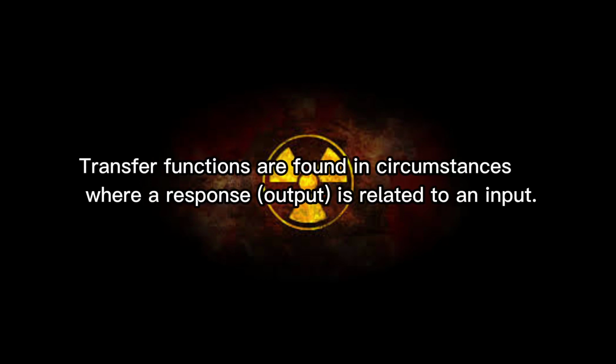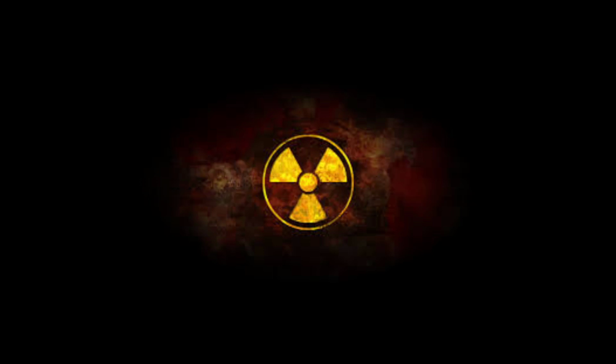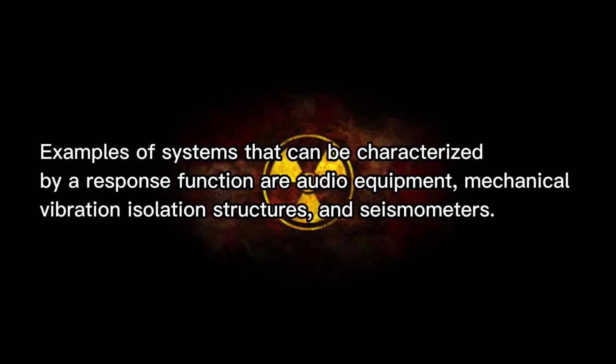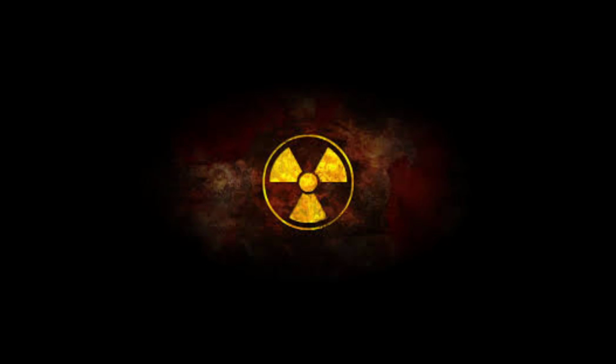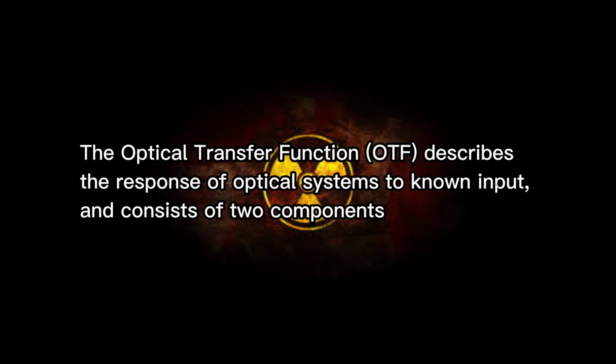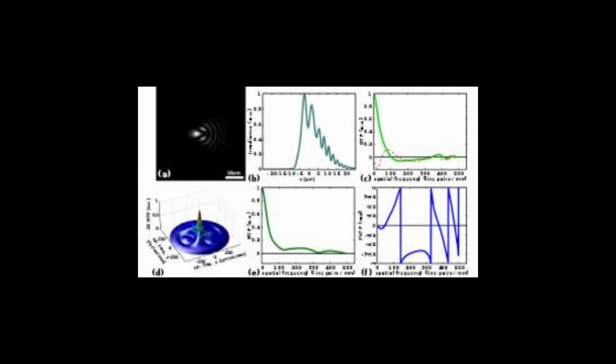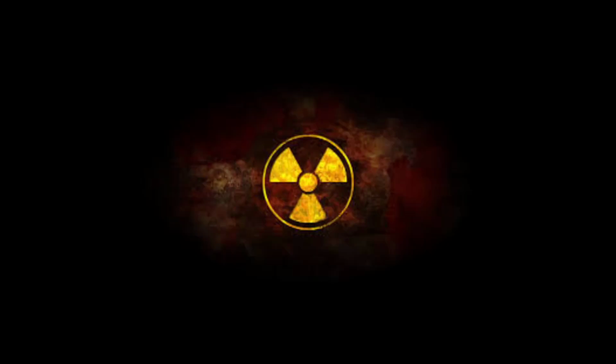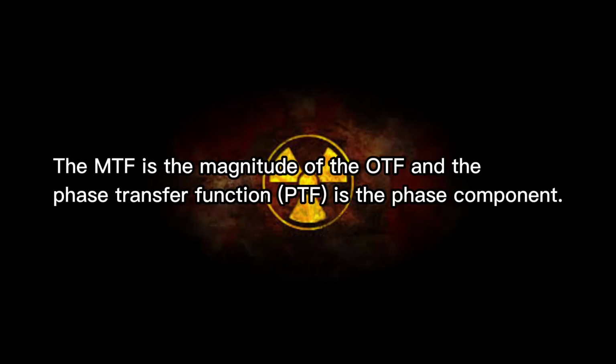Transfer functions are found in circumstances where a response output is related to an input. Examples of systems that can be characterized by a response function are audio equipment, mechanical vibration isolation structures, and seismometers. The optical transfer function (OTF) describes the response of optical systems to a known input and consists of two components. The MTF is the magnitude of the OTF, and the phase transfer function (PTF) is the phase component.